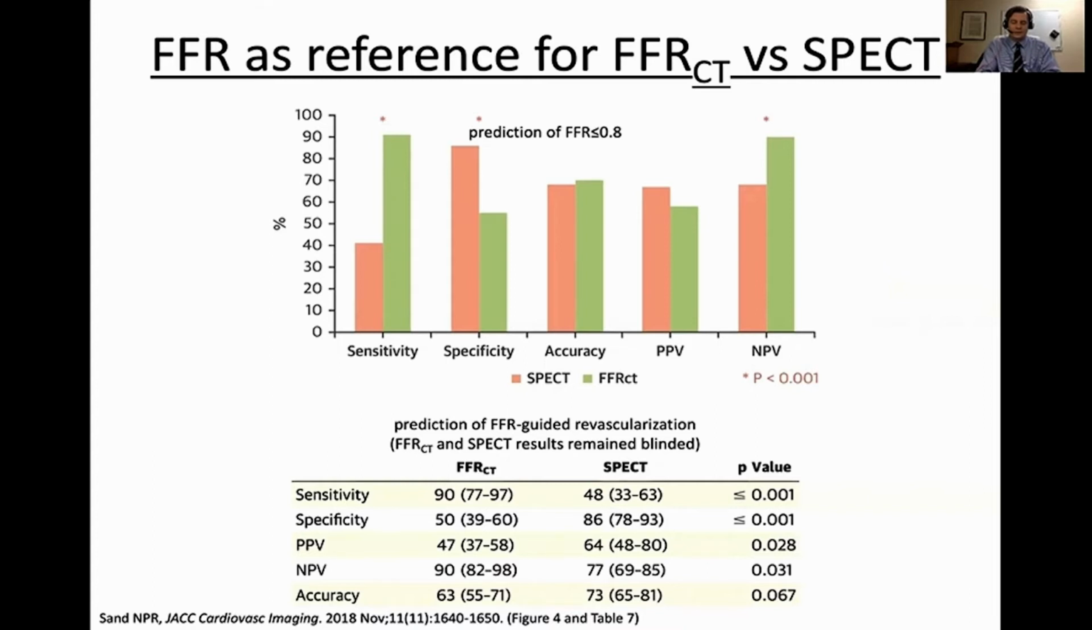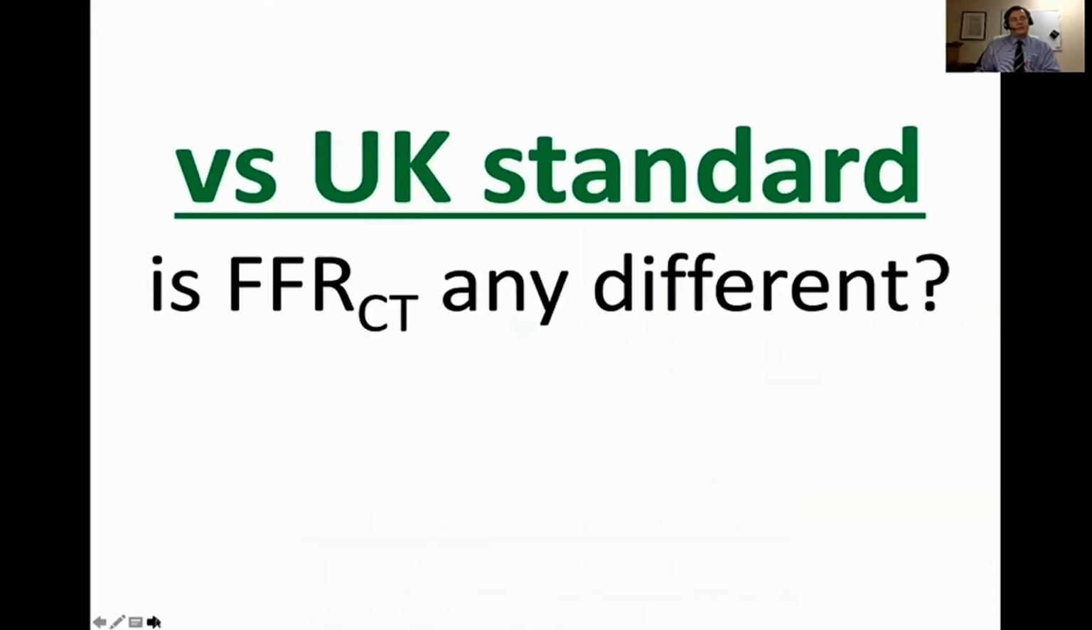And you can see actually that we have this trade-off again, sensitivity versus specificity, but look at the accuracy, equivalent between the two, if not maybe even 10 percentage points higher for SPECT. So I think the ReASSESS study could be summarized as saying that using FFR as the reference standard, FFRct performs no better or no worse than standard SPECT imaging.